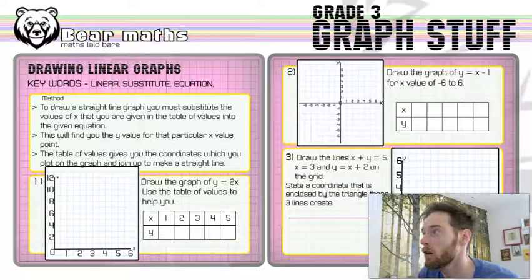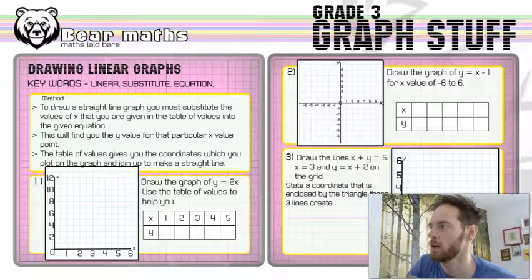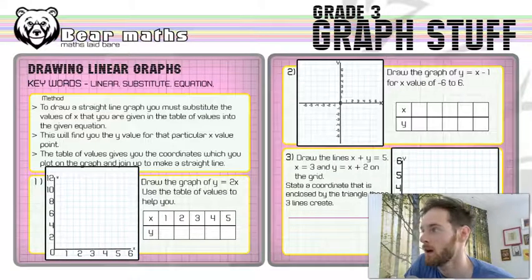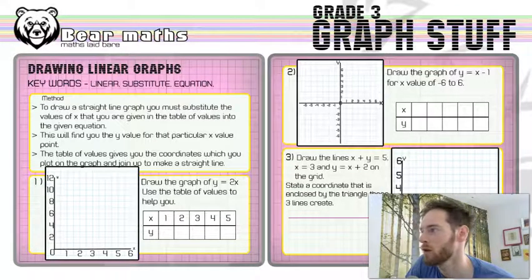This one is on drawing linear graphs. Keywords here are linear, substitute and equation. Now the word linear just in this context refers to a straight line. So you are in fact drawing straight line graphs. The word substitute means to change the letter for the value that you're given, and equation is something that you can solve. It's also something that you can graph, and that's what we are doing here. We are graphing these equations.